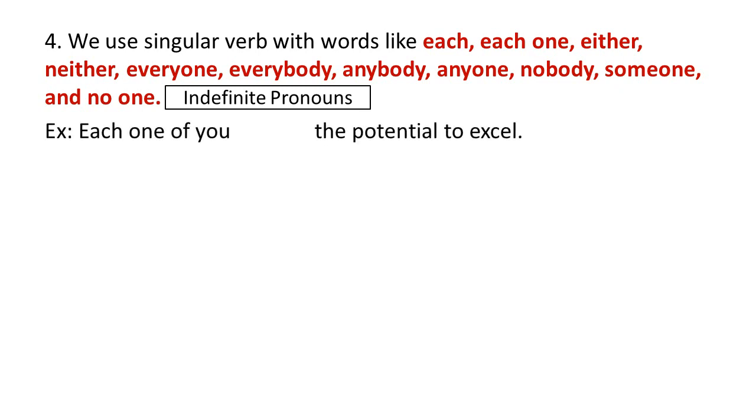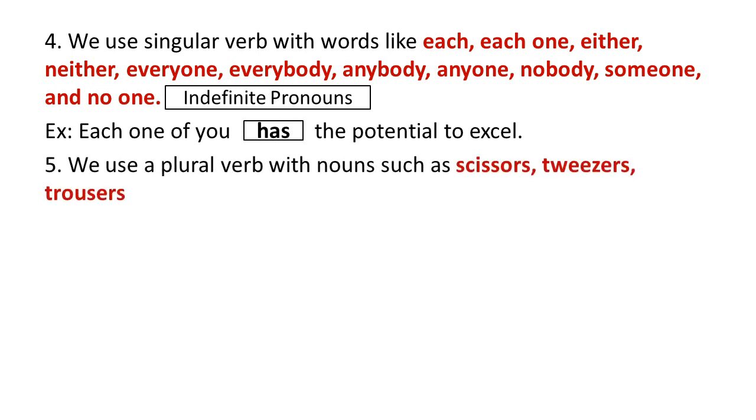For example, each one of you has the potential to excel. Here, in this example, subject you is preceded by indefinite pronoun each one. Hence, we have to use singular verb. So, each one of you has the potential to excel.